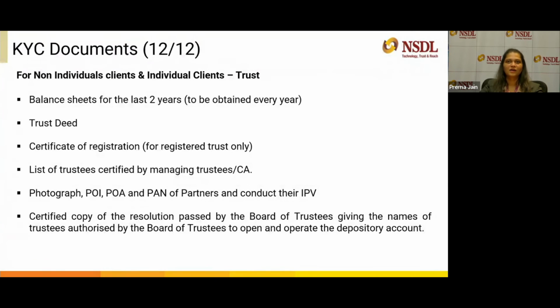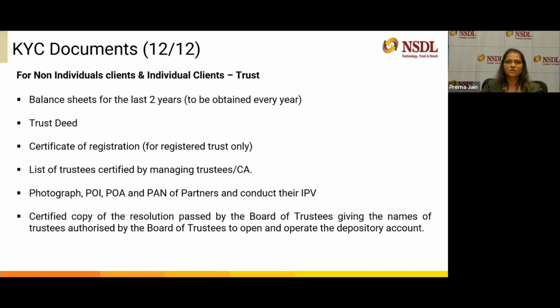of the HUF. Documents required for the opening of depository accounts in case of registered trust or public trust or unregistered or private trust and trust established by organizations for providing terminal benefits to its employee are copy of the balance sheets for the last 2 financial years, certificate of registration in case trust is registered, copy of trust deed, list of trustees certified by managing trustee or CA, photograph, proof of identity, proof of address, PAN of trustees.